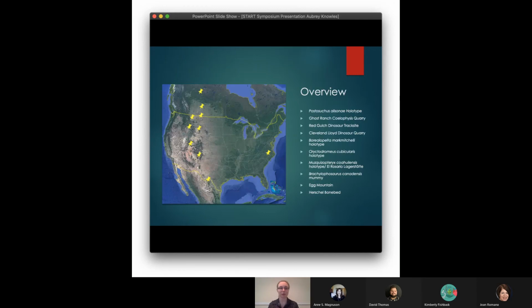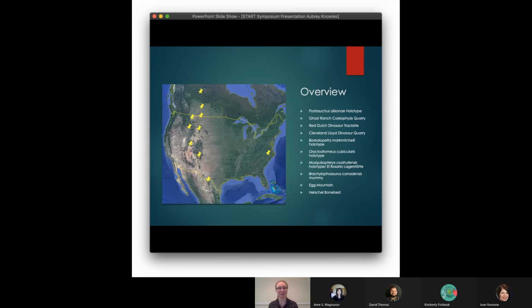My piece of this project was to conduct secondary research on 10 Mesozoic fossil localities. You can see the map. This is what I came up with. The Mesozoic is the period of time from roughly 250 million years ago to about 66 million years ago. You can see that these sites are skewed to Western North America really significantly.